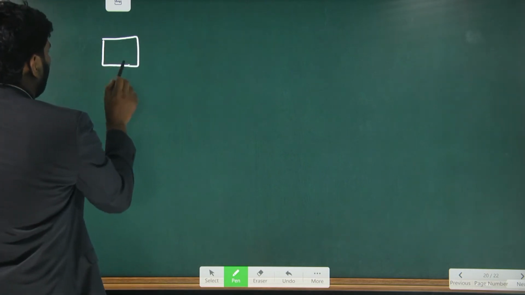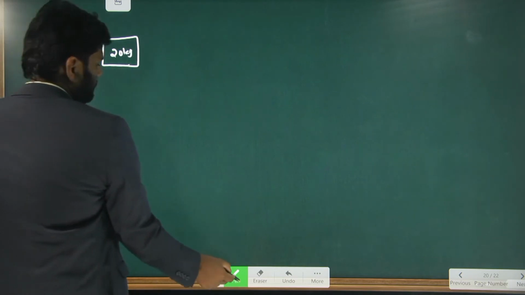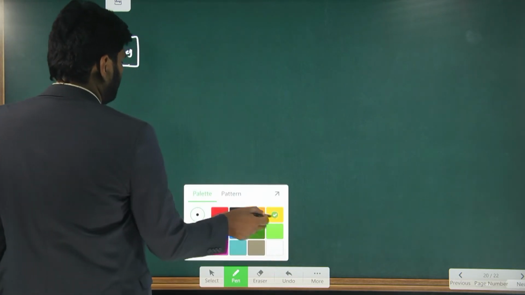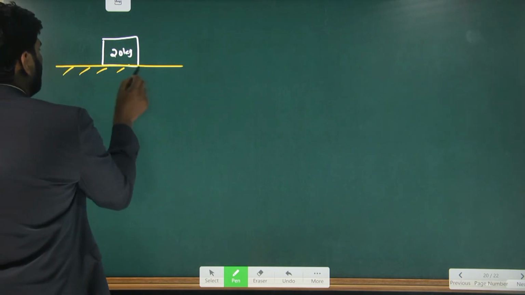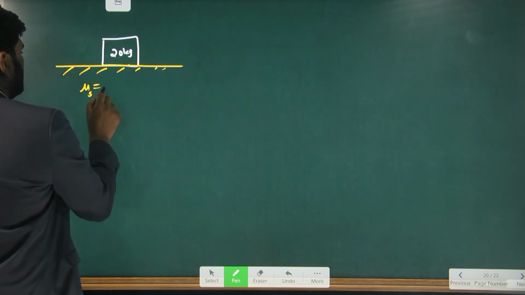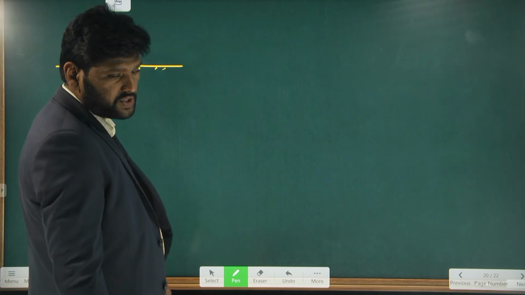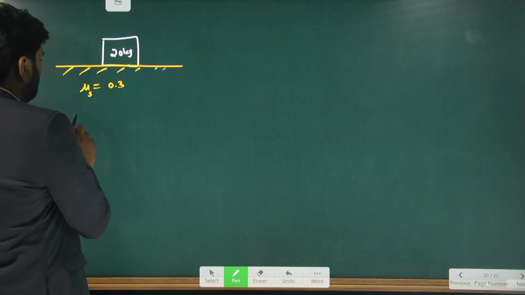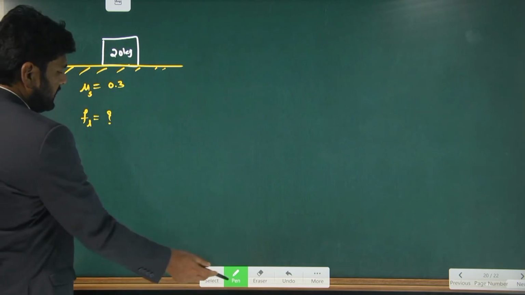An object having 20 kg is on a rough surface. The coefficient of static friction is 0.3. Now, what is limiting friction? Find out the limiting friction.